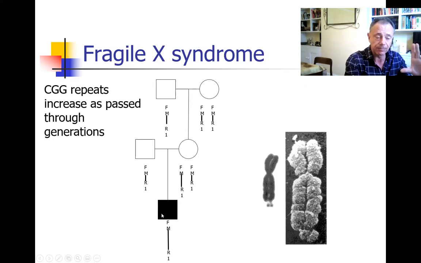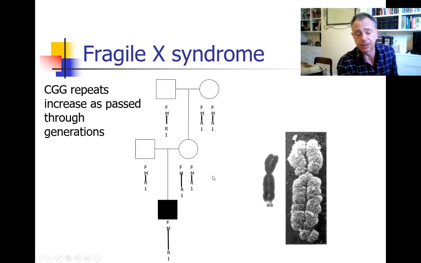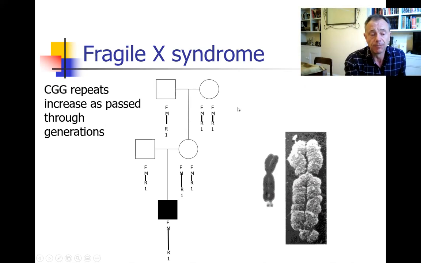And then here it expands again and goes on to the son, the grandson, who has got a longer trinucleotide repeat and no normal gene to balance it. So it has this interesting pattern of inheritance that you can see.